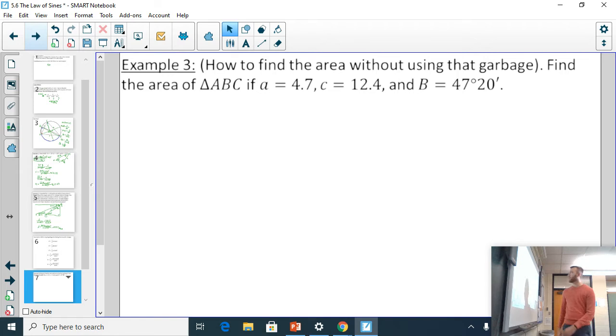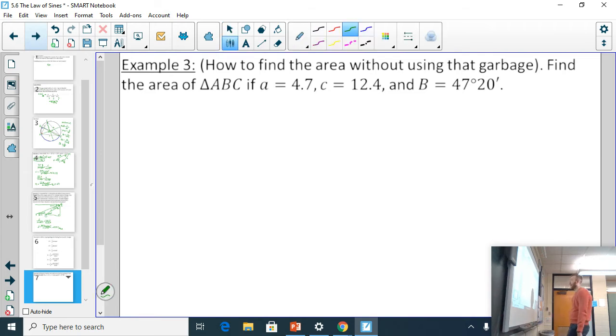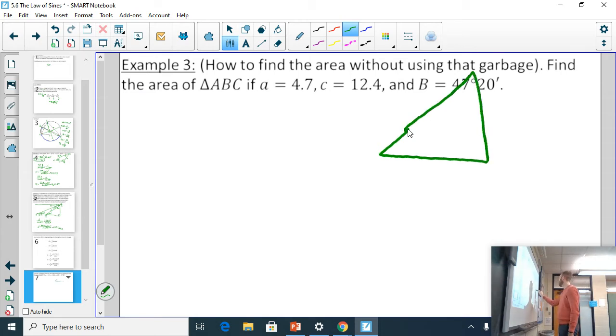And so, for example, 3, it says, find the area of triangle ABC if A equals 4.7, C equals 12.4, and B equals 47 degrees and 20 minutes. And again, I'm just going to sketch this, right? B is 47 degrees. That's about half of 90. And the rest, who really cares what the rest looks like? Because I sure don't. We have this angle, let's call this one B because that's the one we made, is 47, and then 20 minutes is going to be 0.3 repeating degrees because 20 divided by 60.